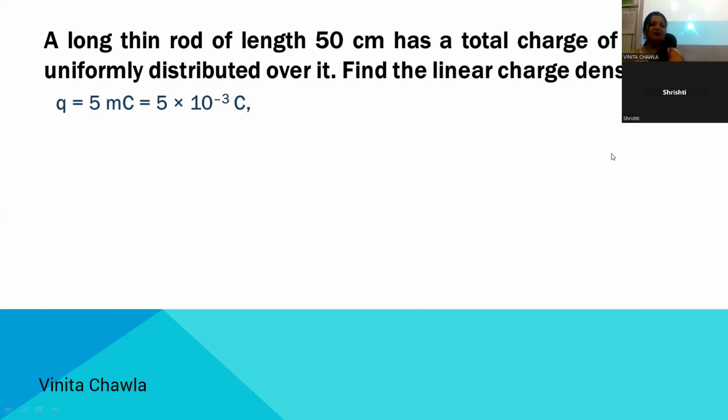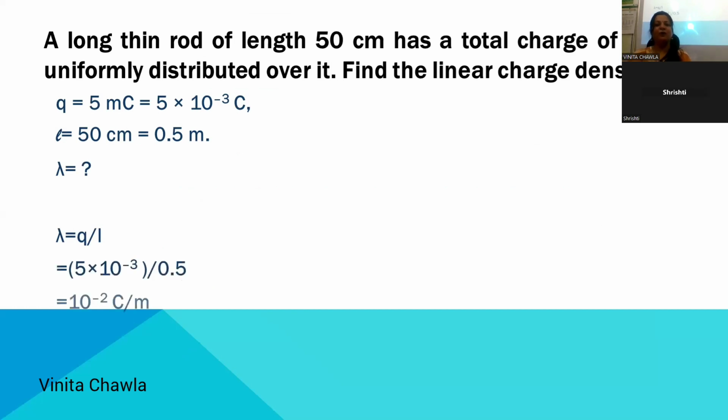The Q is 5 millicoulombs. It is 5 into 10 power minus 3 coulombs. Length is 50 centimeter, 0.5 meter. We have to find linear charge density. It is Q by L. You simply have to put the values and you'll get your answer. Write the units as well. Coulomb per meter.